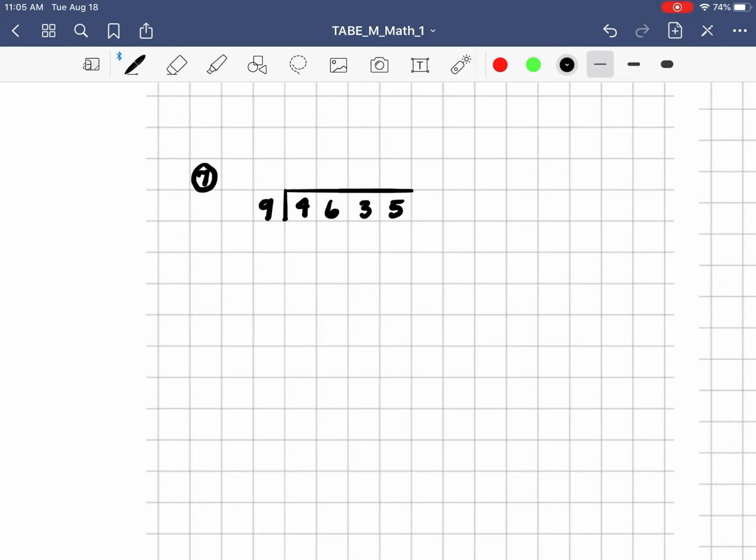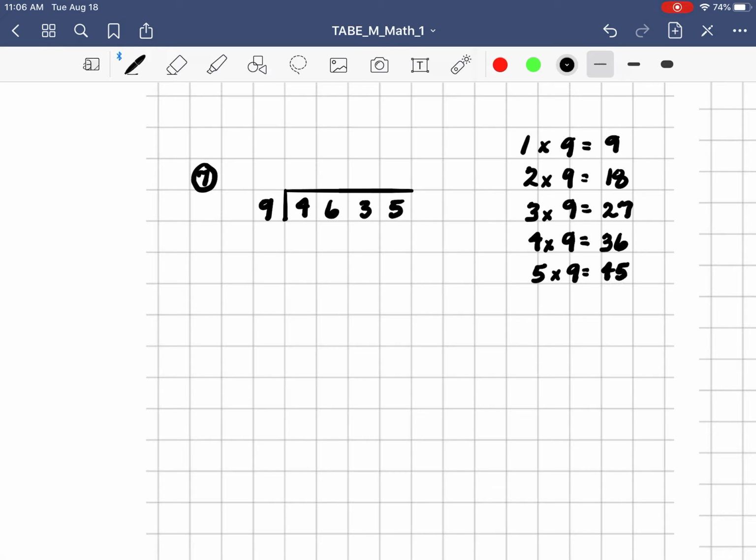So this time we want to use the factors of 9. This is easier when it's a 1-digit divisor. You can list these factors a little bit more easily. And I'm going to go to 5. If we need to go over that, we can. You can always add to your factors.